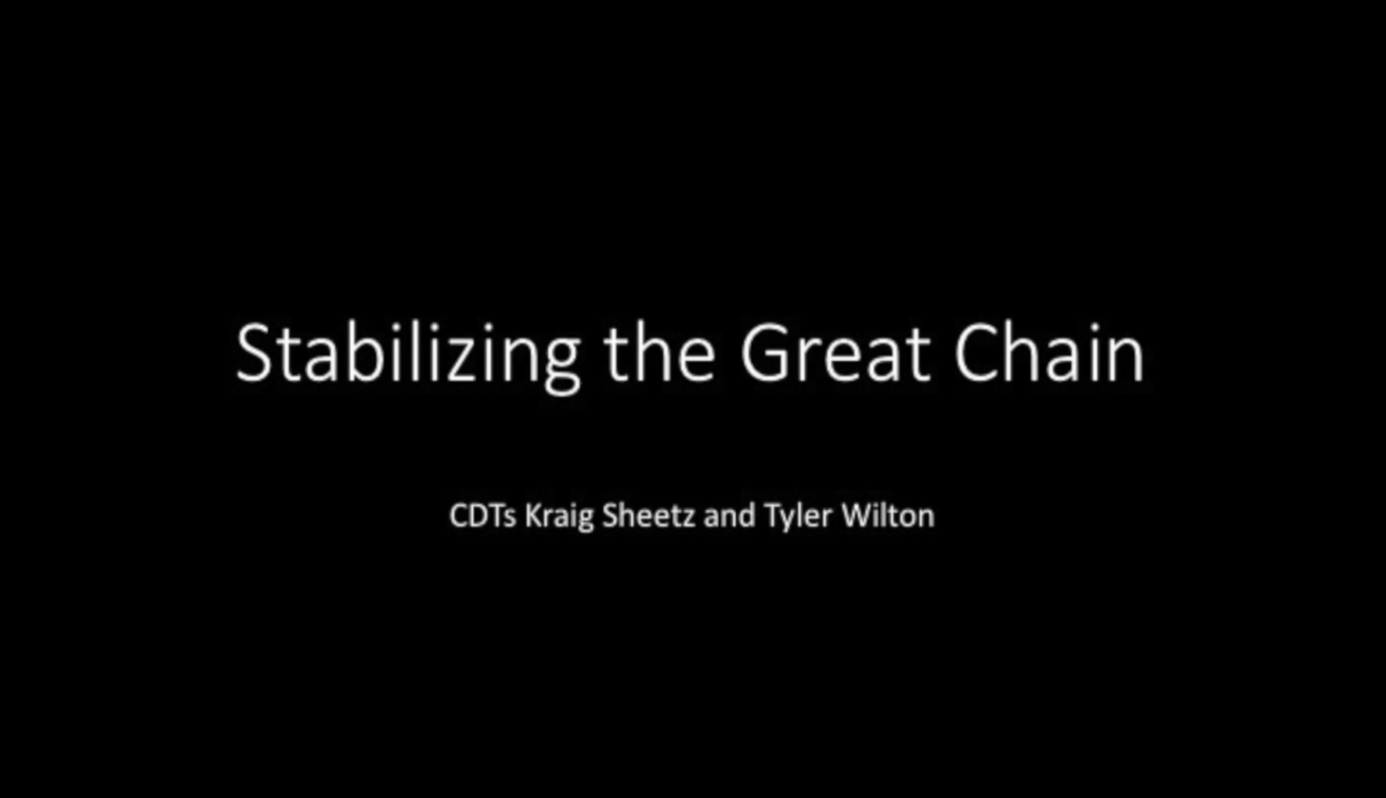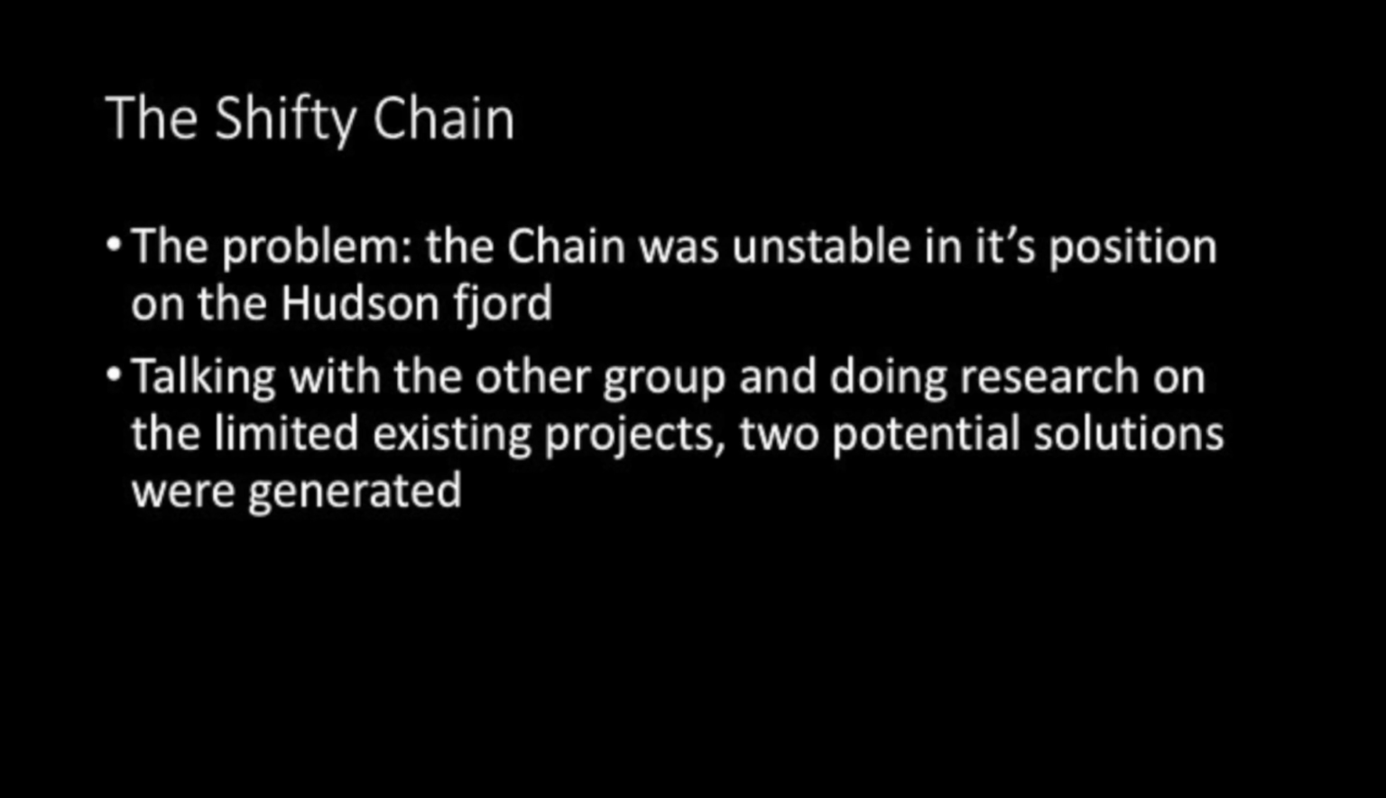Stabilizing the Great Chain, by Cadets Craig Sheets and Tyler Wilton. After last sprint, one of the chief problems we ran into was the instability of the chain in its position on the Hudson. Talking with the other group and doing research, we were able to come up with 2 potential solutions in order to stabilize the chain.